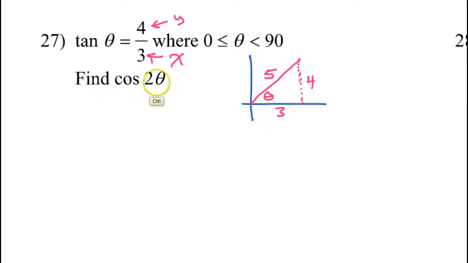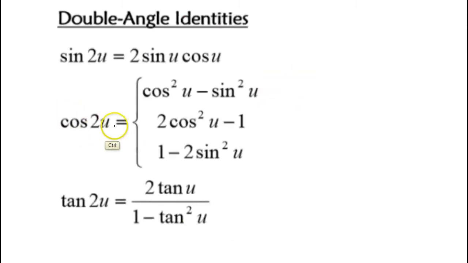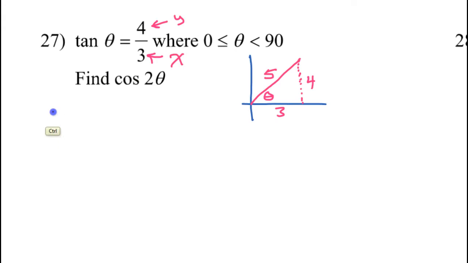So now it's time to do cosine of 2 theta. We actually have 3 different versions of the cosine formula. It doesn't really matter which one you do. I think I'll just do cosine squared minus sine squared. Okay, so I'm going to have cosine squared theta minus sine squared theta.